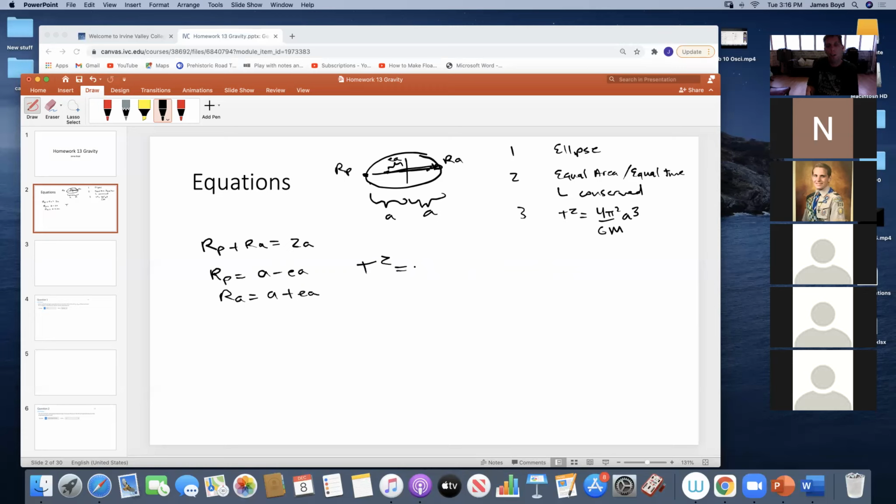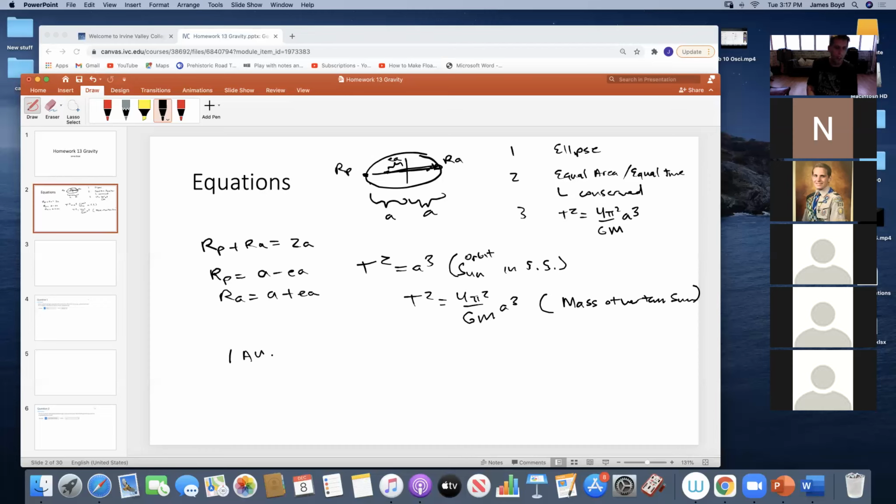We get T squared is equal to A cubed for a planet orbiting the sun in the solar system, or T squared is 4 pi squared G over M A cubed for a mass other than the sun. You have to use the whole thing.